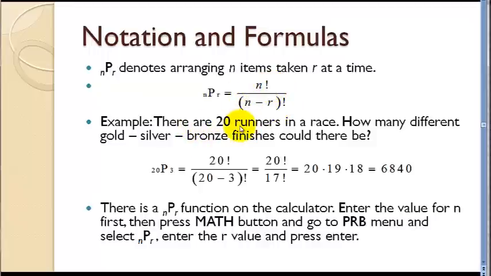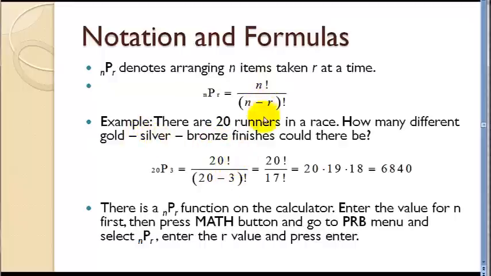So for example, if we had 20 runners competing in, say, a cross-country race, and we're going to give 3 medals or ribbons, gold, silver, and bronze. As you know, winning the race is different than coming in second or third. So this is a permutation problem, and we're looking at how many different finishes could there be. The pool is 20, and we're arranging 3 at a time: gold, silver, bronze.